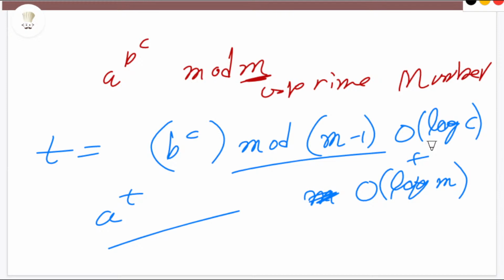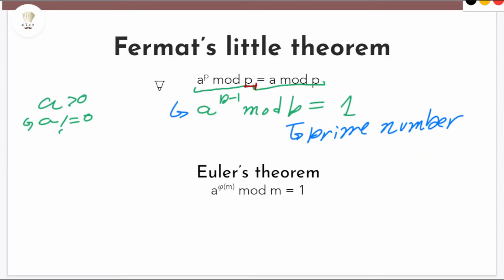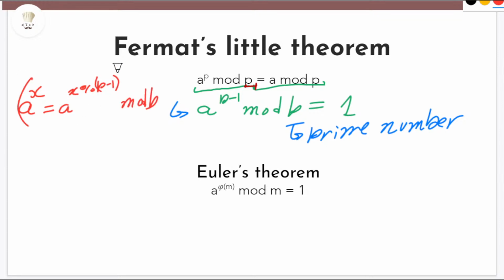So why does this work? Why are we able to calculate a to the power b to the power c as a to the power (b to the power c mod m minus 1)? Let me write it properly here. Why are we able to do a to the power x is equal to a to the power (x mod p minus 1), all mod p, right? This whole is mod p. Why can the exponent be taken modulo p minus 1?